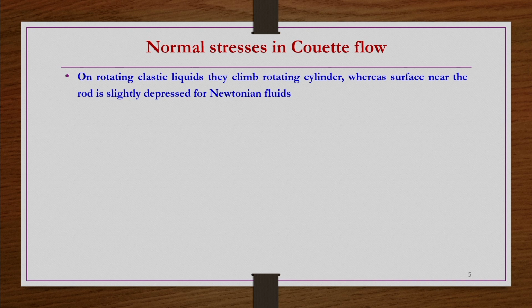However, if the fluid is Newtonian, we can see a slight depression near the surface, with the Newtonian fluid surface becoming slightly depressed, whereas the viscoelastic surface climbs the rod on rotation. We know that, and we have also discussed that this climbing of the rod takes place because of normal stresses. So, can we prove that mathematically now? That is what we are going to see.